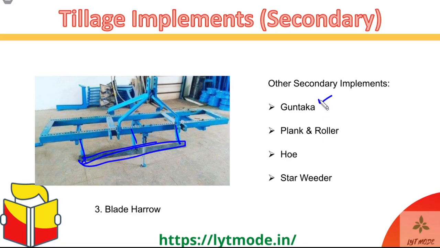So these indigenous harrows basically have only two levers. This lever is not there, so they have only two levers, and these two levers support the entire blade. All right. Then there is the plank and roller system.